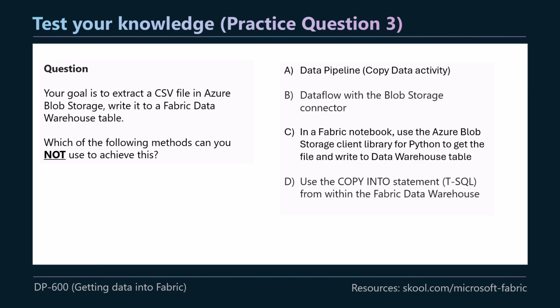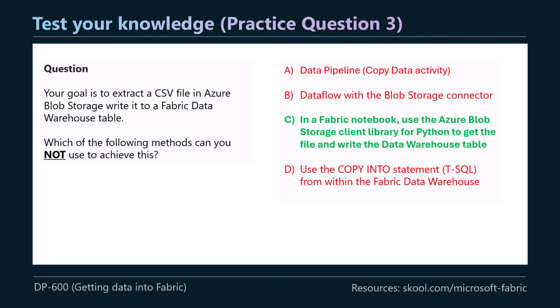Question 3, your goal is to extract a CSV file in Azure Blob Storage and write it to a Fabric data warehouse table. Which of the following methods can you not use to achieve this? A, data pipeline copy data activity, B, data flow with a blob storage connector, C, in a Fabric notebook, use the Azure Blob Storage client library for Python, get the file and write the data into the data warehouse table, D, use the COPY INTO statement in T-SQL from within your Fabric data warehouse. So the answer here is C.